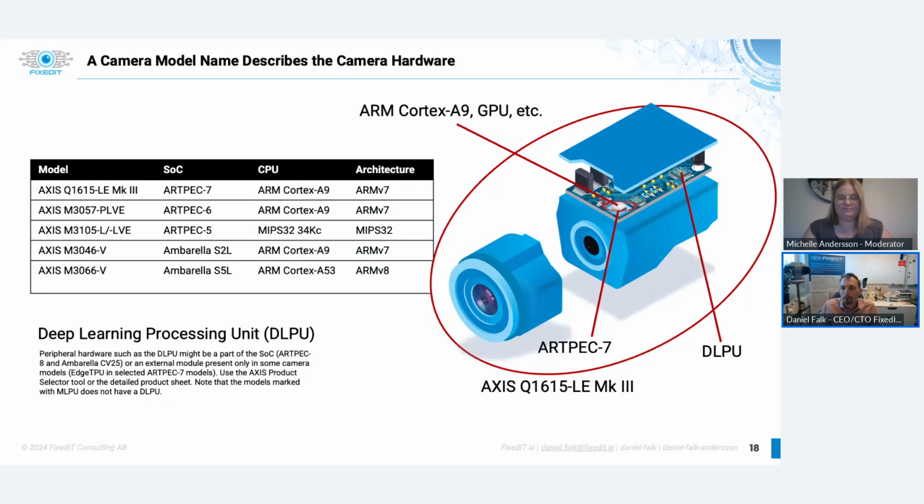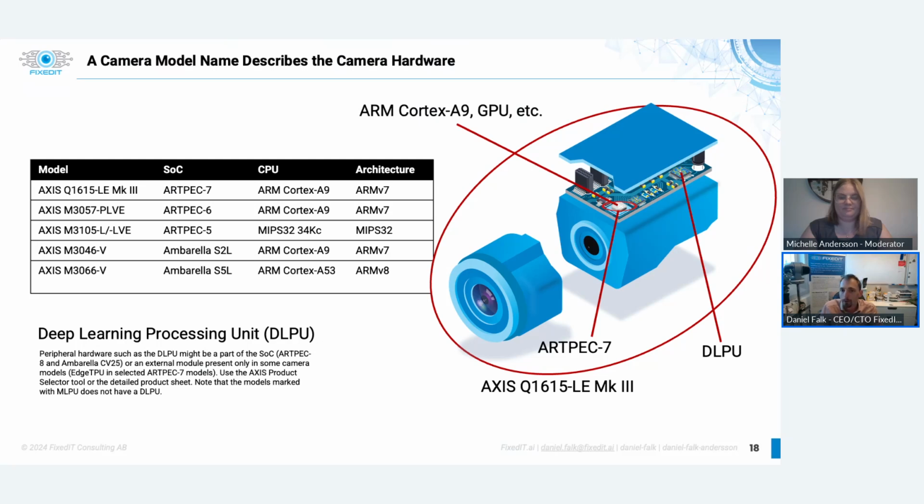So starting with a camera, you have one specific camera. That camera has a specific model name from Axis. So for example, the camera might be named Axis Q1615-LE Mark III. And this name of the camera describes the collection of all the hardware that is in the camera. We won't dive into all the digits and letters in this name now, but essentially they describe different features, and you can find on the Axis webpage what they mean. We also have courses where we cover it from a more developer perspective.